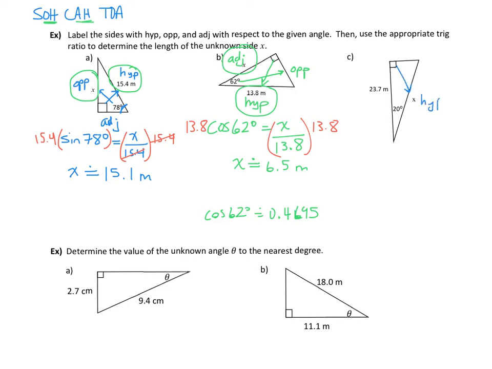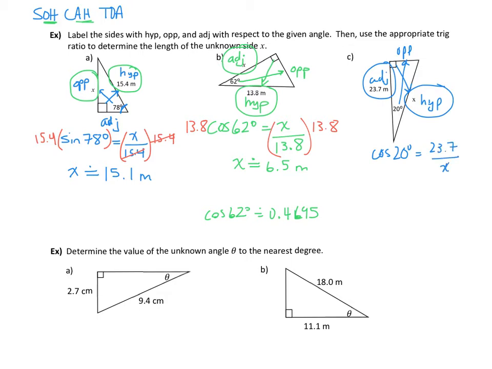All right, so it looks like the x is the hypotenuse. The opposite we don't know, nor do we really care about, and we're given the adjacent. So we're trying to solve for the hypotenuse this time. Adjacent and hypotenuse, again, deals with cosine. So the cosine of our given angle, which is 20 degrees, is adjacent, 23.7, over hypotenuse, which is x.